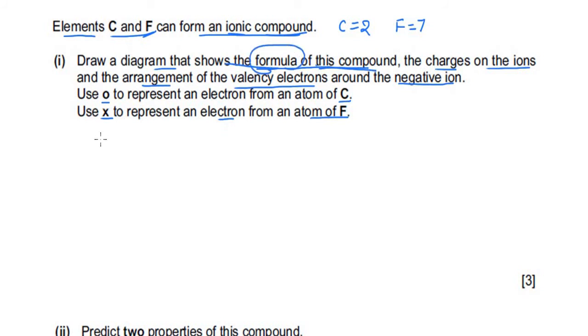Now as C has the outer shell electron 2, C has the valency of 2, and as F has 7 electrons, it can get a charge of -1 because it can gain 1 electron to become a full outer shell. So if you crisscross the charge or the valency, we get the formula as CF2. So this shows that we need 1 atom of element C and 2 atoms of element F to form this compound. So let's start with the presentation of C and F in this diagram.